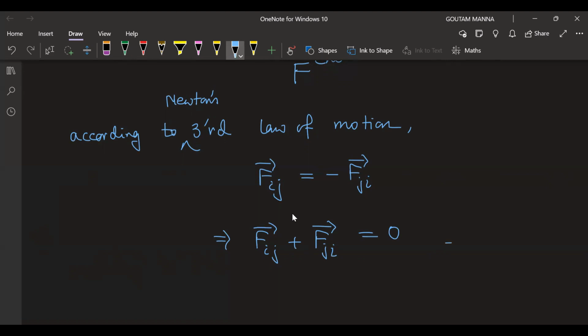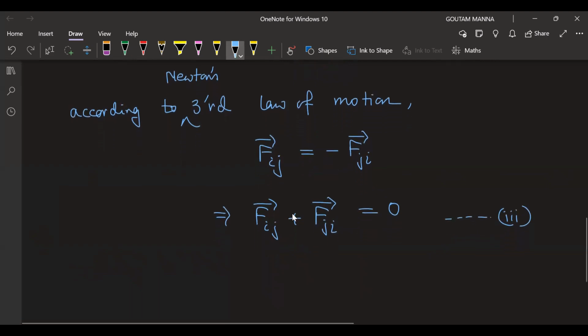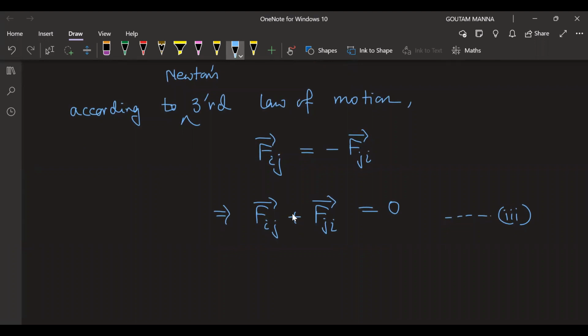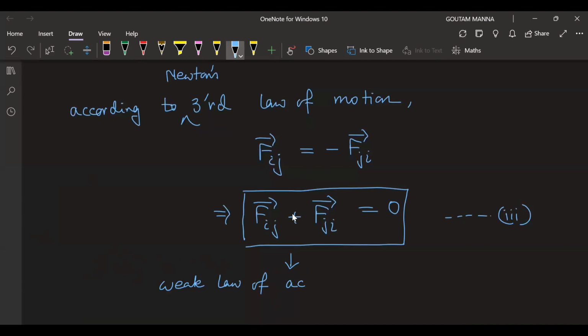So let's call it equation 3. This equation 3, which is basically Newton's third law of motion, is also known as the weak law of action and reaction.